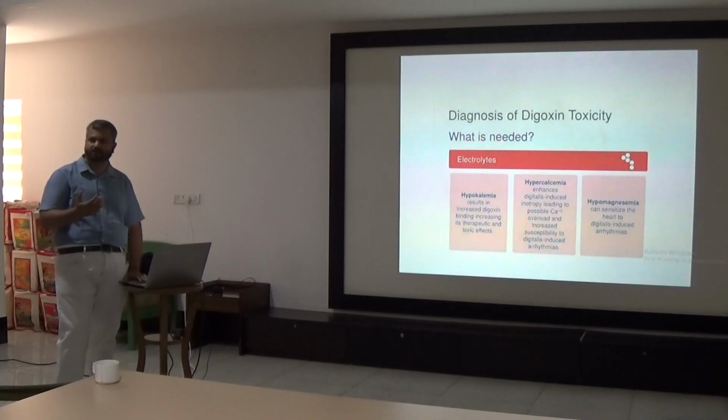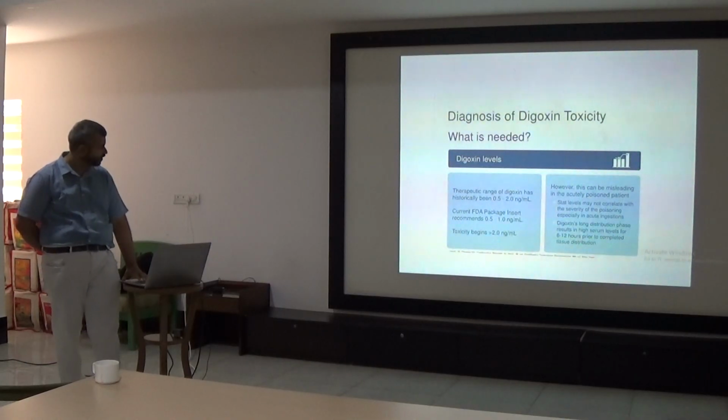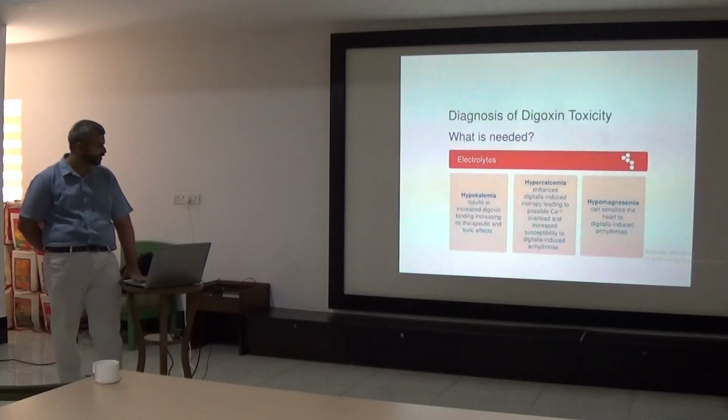So the major issue is most of these patients are on diuretics, right? So potassium falls, that precipitates hypokalemia and that precipitates Digoxin toxicity. So even at a lower serum level of Digoxin, you will have Digoxin toxicity. Unless and until proved otherwise, this patient will be on Lasix.